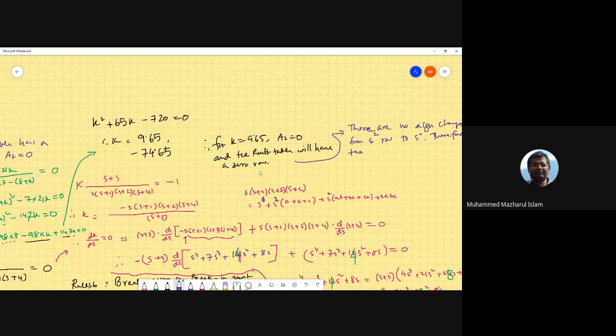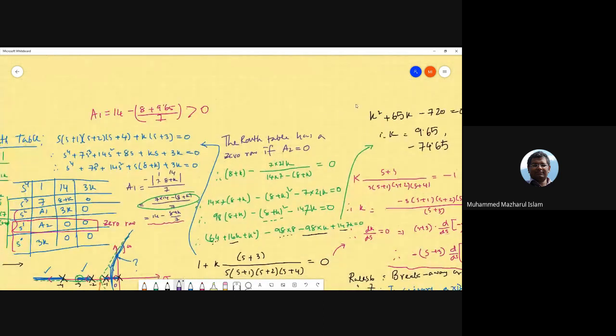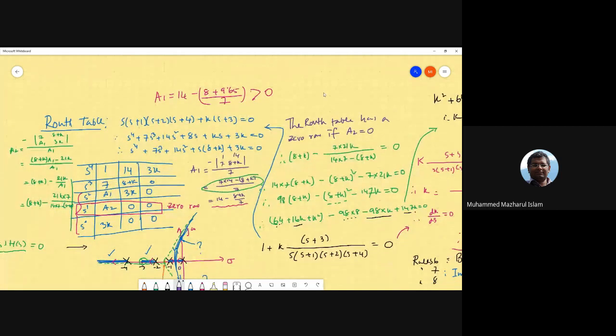Therefore, the two even poles are situated on the imaginary axis. This is our decision, that we have indeed confirmed that the two poles will be on the imaginary axis. Now, as I said, it's time to find out the points. The points can be found if you remember how to treat a zero row.